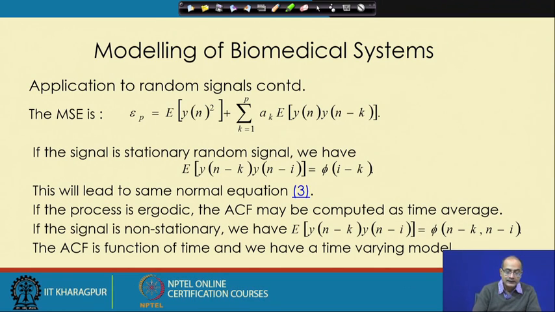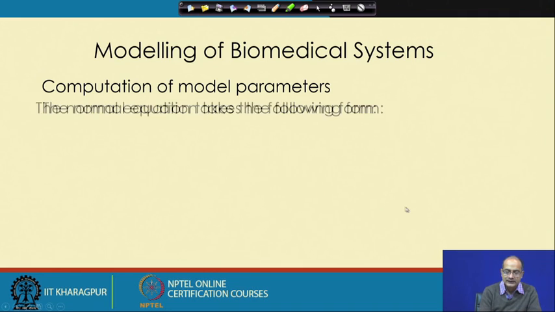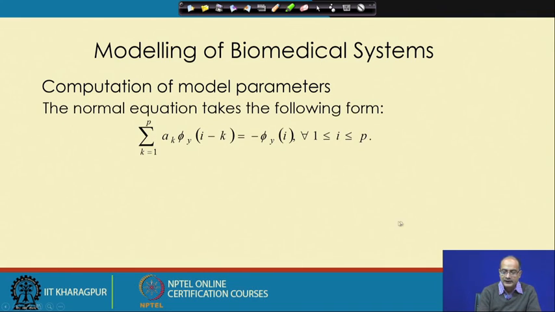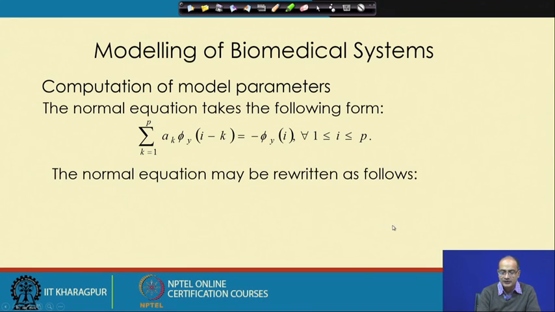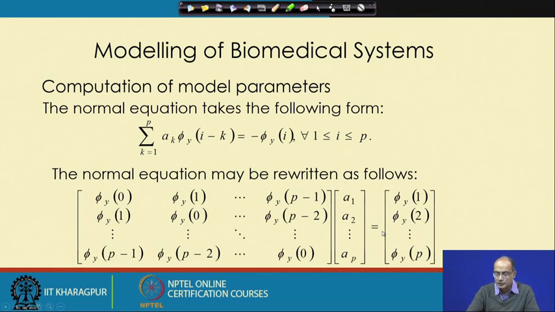Now, if the signal is a stationary random process, the expectation of the product y[n-k] y[n-i] we can represent as the autocorrelation at lag i minus k. We actually get the same form as before, equation number 3, which gave us those equations. So, we are getting the same set of normal equations with phi.